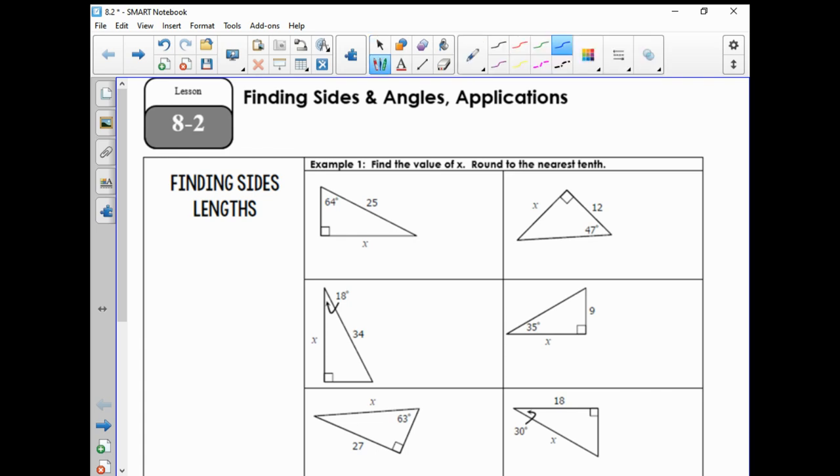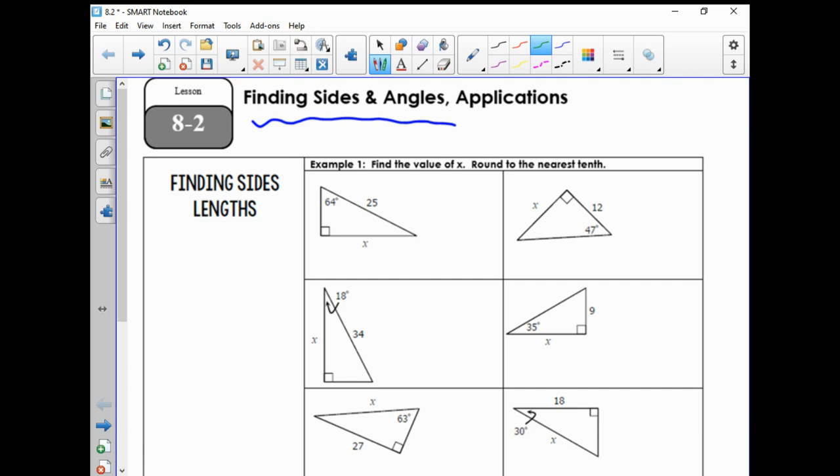Lesson 8.2. We're now going to use all the trigonometry that we learned last unit to find sides and angles of triangles, of right triangles. We will clarify that. So a couple things. First of all, you're going to start off a lot like last unit. You're going to choose an angle in your triangle. Remember, it's got to be an acute angle. Don't choose the right angle. You're going to call it theta, and then you're going to label your triangle.